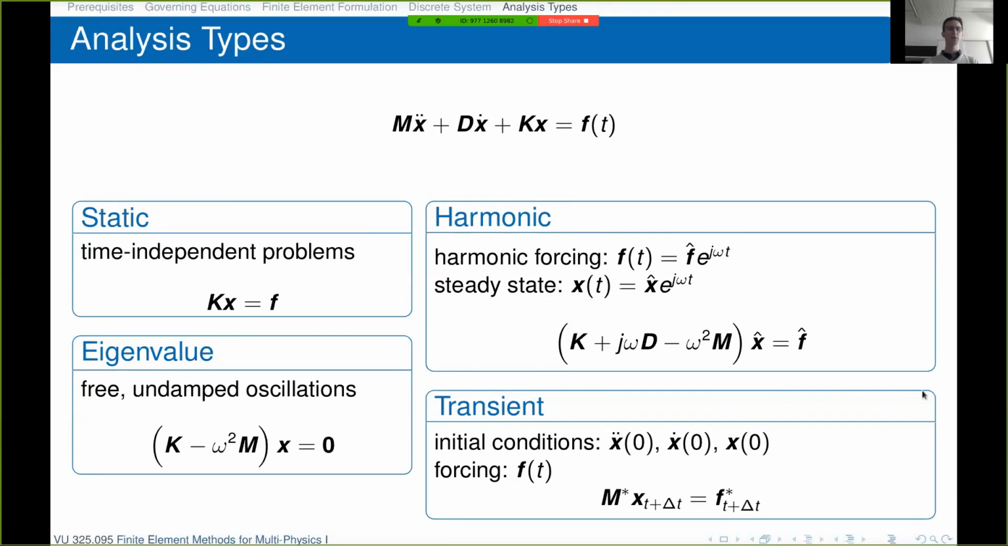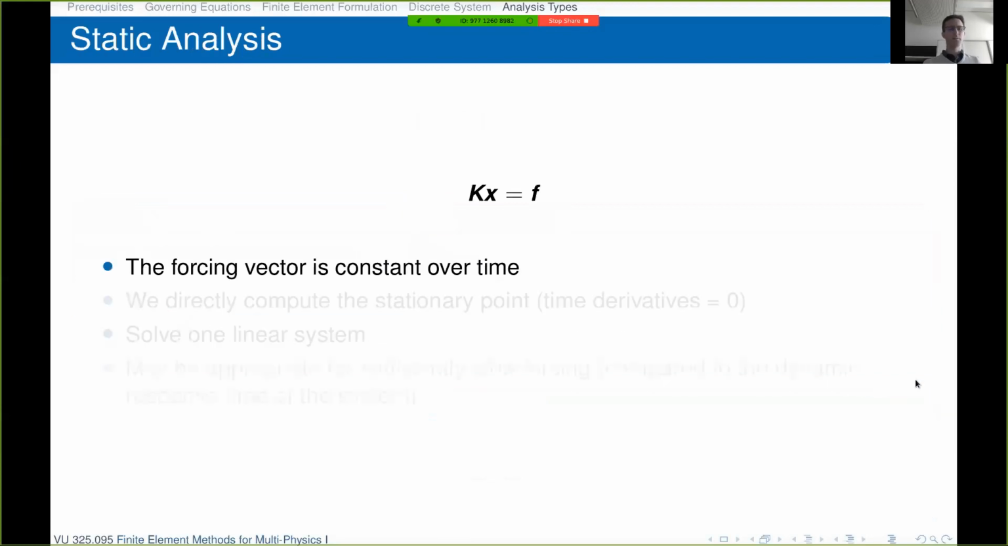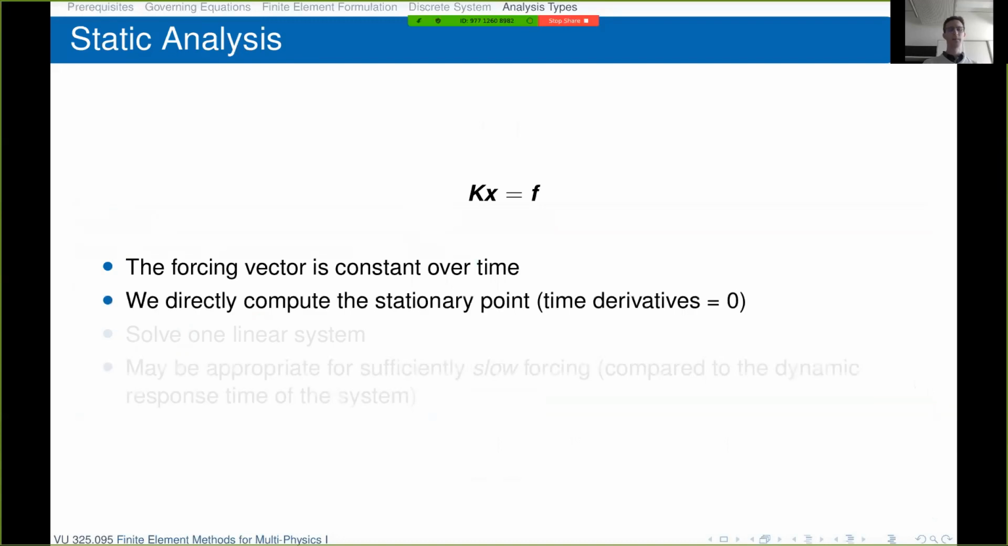So let's look a little bit in detail into the static analysis. So what are the assumptions? The forcing vector has to be constant over time, otherwise static analysis is of course not applicable. And we can compute directly the stationary point, so the time derivatives are set to 0, and this is done by solving one linear system.